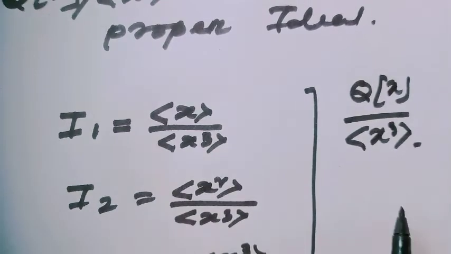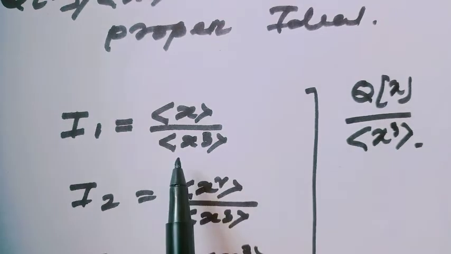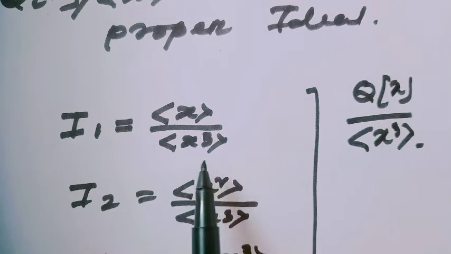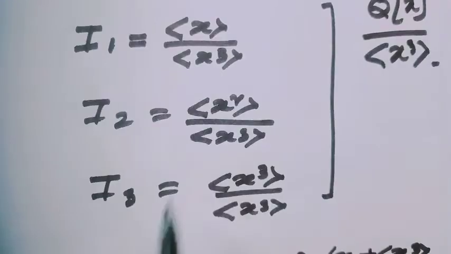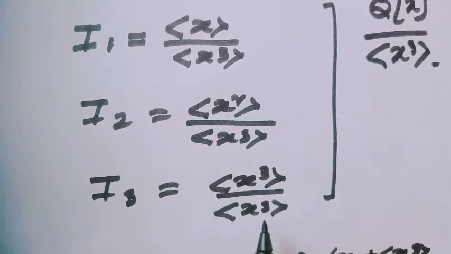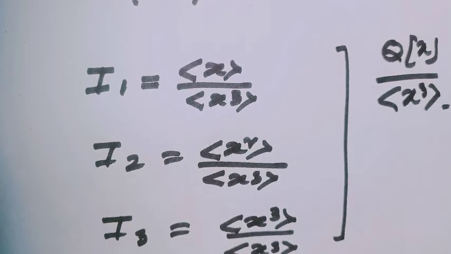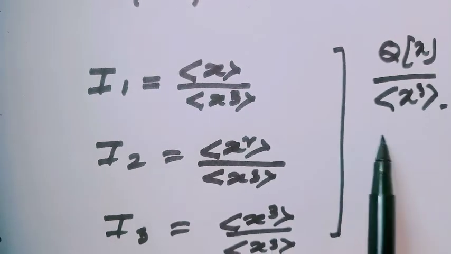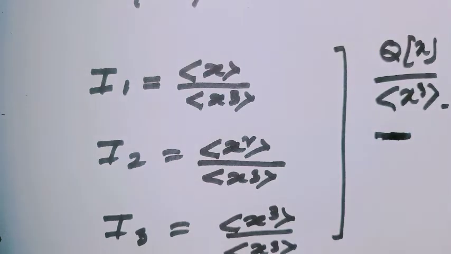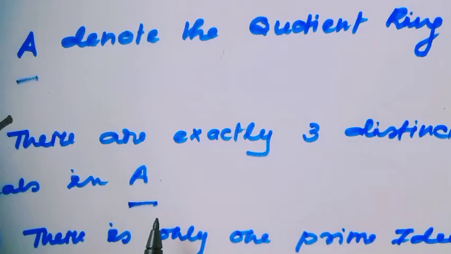And the ideals in the ring Q[x] modulo x^3 would be the ideal generated by x modulo the ideal generated by x^3, the ideal generated by x^2 modulo the ideal generated by x^3, and the ideal generated by x^3 modulo the ideal generated by x^3. Are you getting? There are 3 distinct ideals in the ring Q[x] modulo x^3. That means option 1 is the right option: there are exactly 3 distinct proper ideals in the ring A.